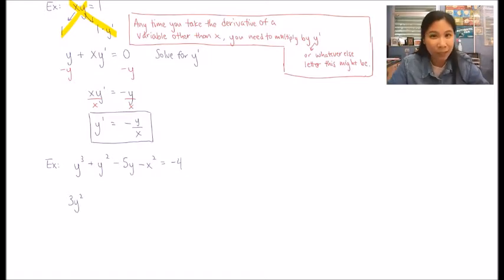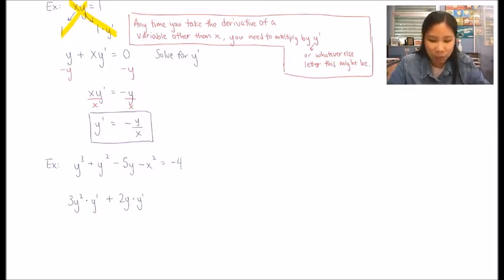But then because it's a derivative of a y variable instead of x's, we're going to multiply by y prime. Okay? And then for the y squared that comes next, I have the plus sign. Y squared, the derivative is 2y because of the power rule. And again, it's a y variable, so I have to multiply by y prime again.